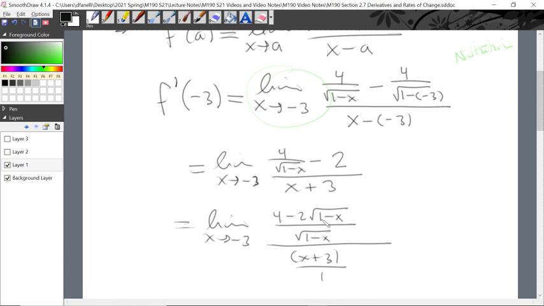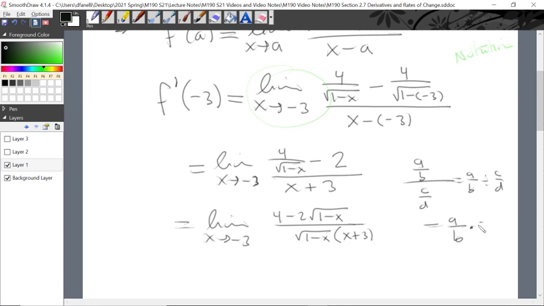Now, dividing this by x plus 3 is the same as multiplying by the reciprocal of this. So this would be the same as writing this as times 1 over x plus 3. As a reminder, a over b divided by c over d is the same as a over b times d over c. In other words, these two denominators are going to combine, and these two numerators would combine as well.